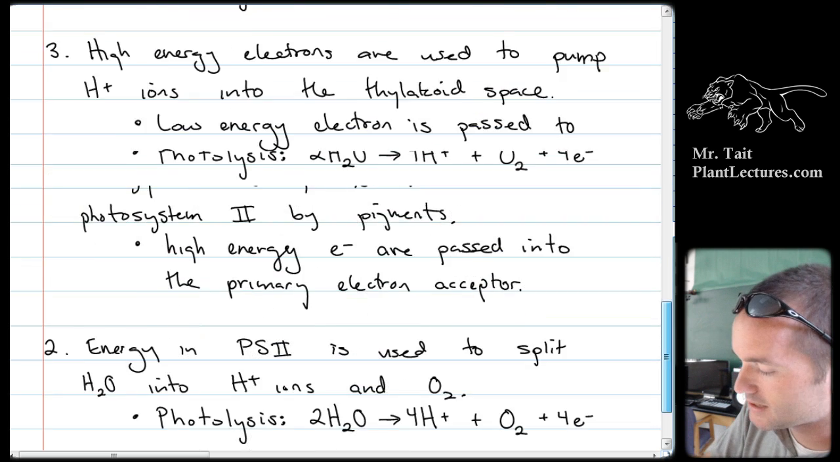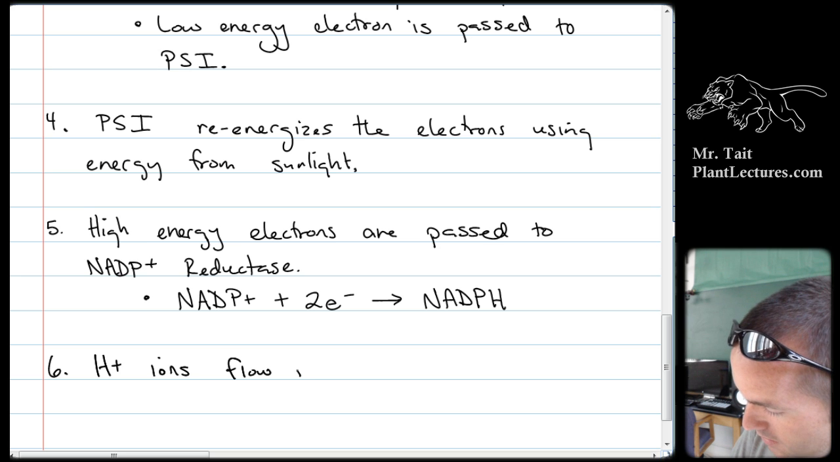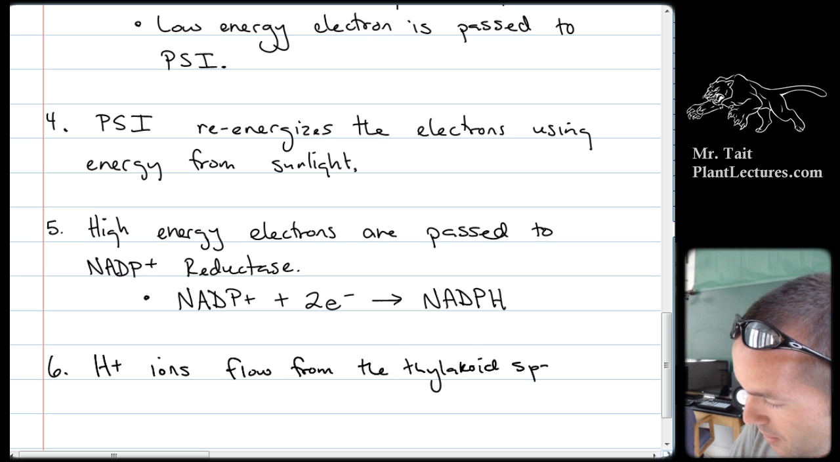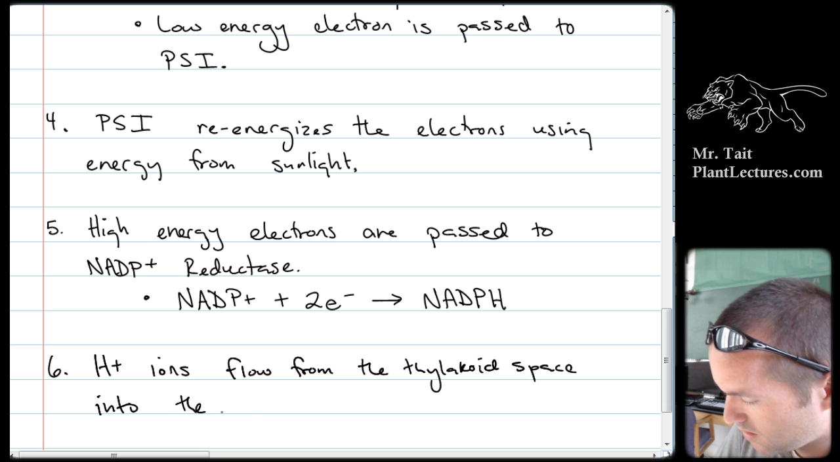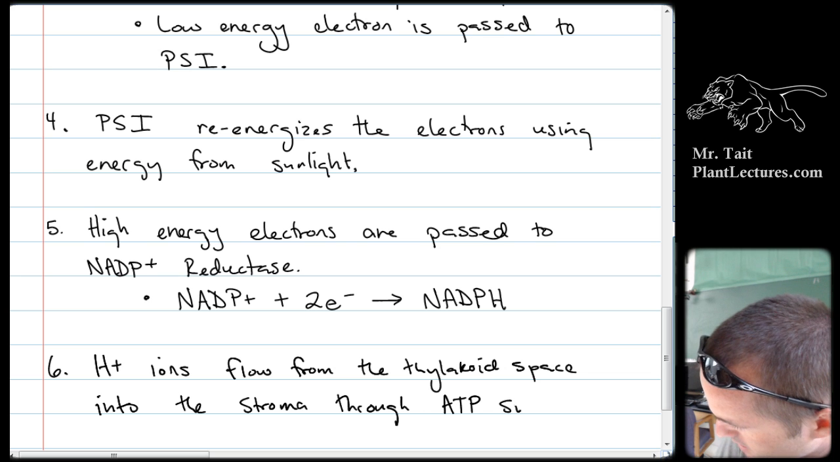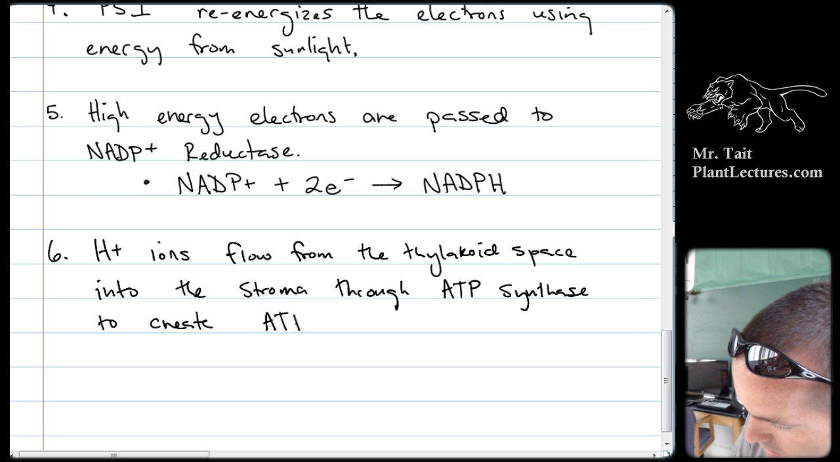So that's step 6. H plus ions flow from the thylakoid space into the stroma through ATP synthase to create ATP.